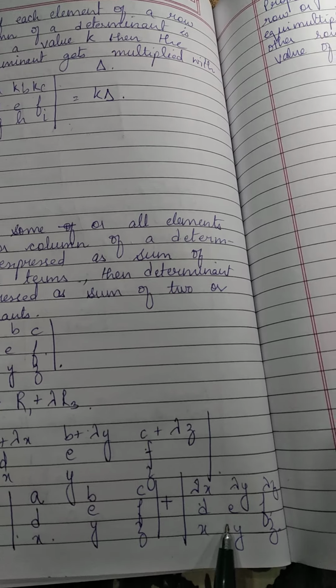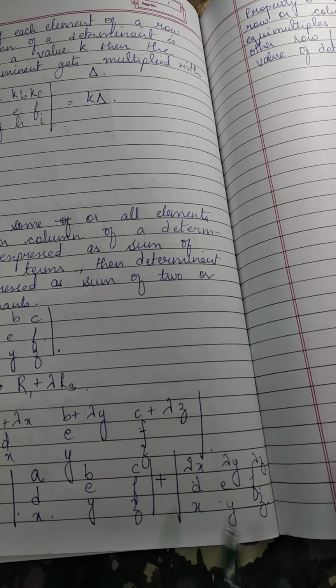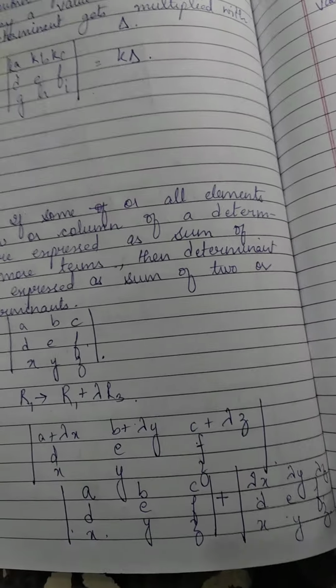So it can be expressed this way. Okay. Now, our last property. If to each element of any row or column of a determinant, the equimultiples of corresponding elements of other row or column are added, then the value of the determinant remains the same. It's just the extension of this particular property.